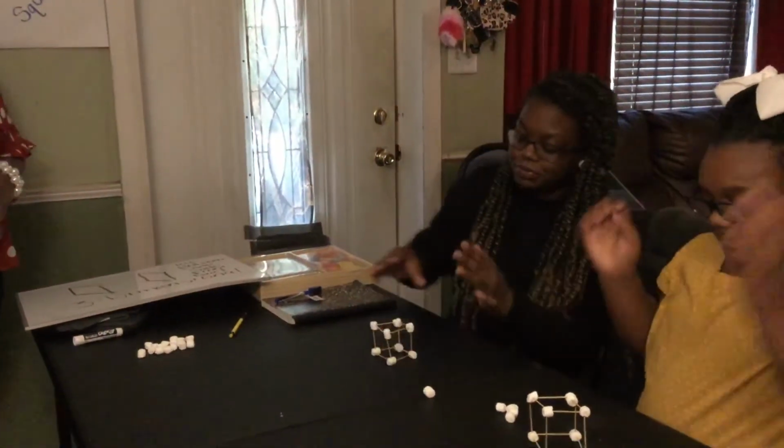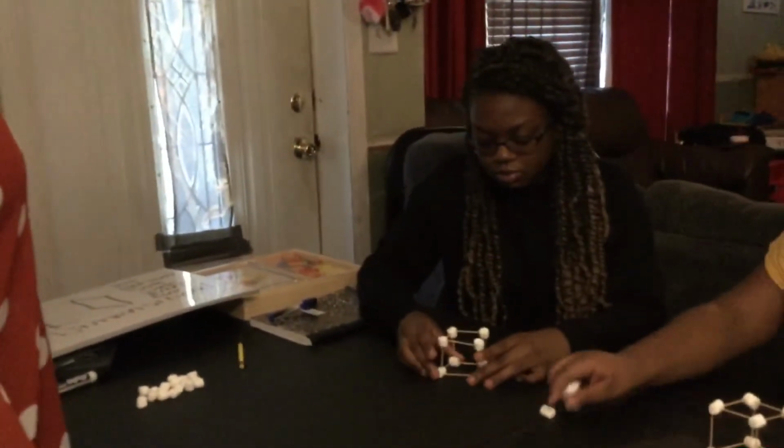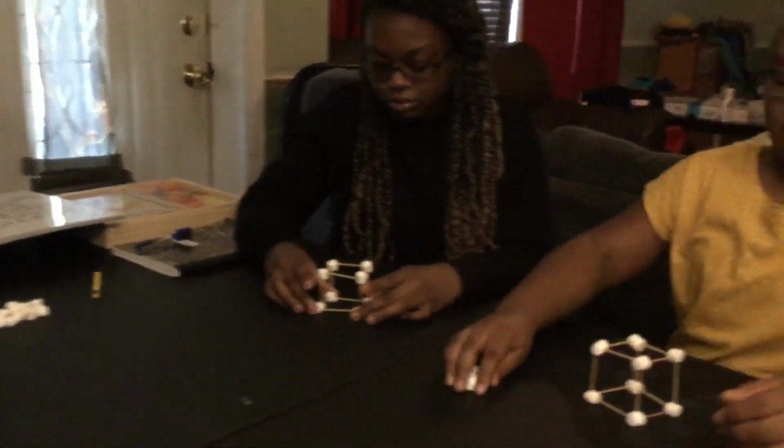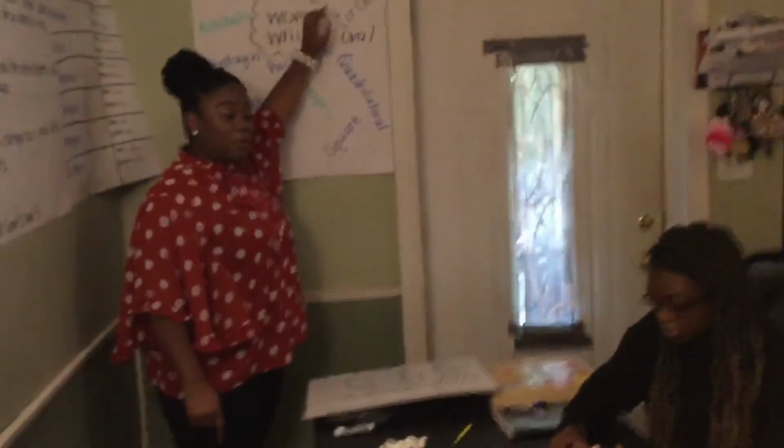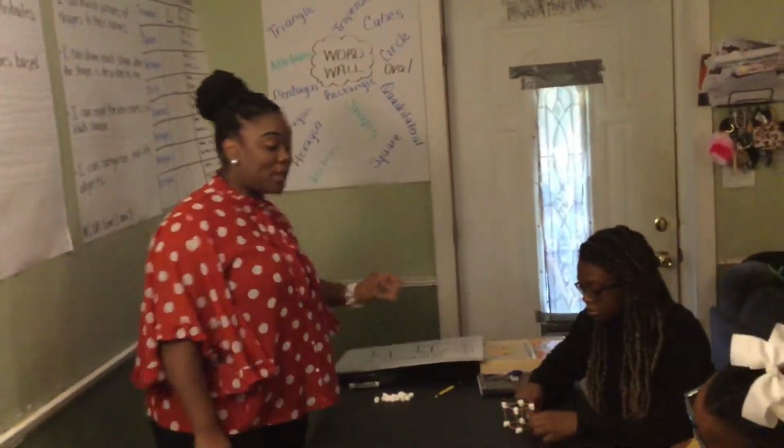There we go. All right, what shape did you just make? We made a cube. That was our last shape on our word wall. Can we repeat cube? Cube. Good job. So you guys just made a cube.